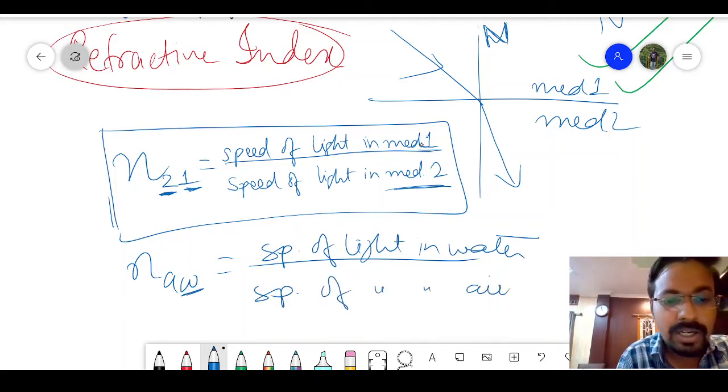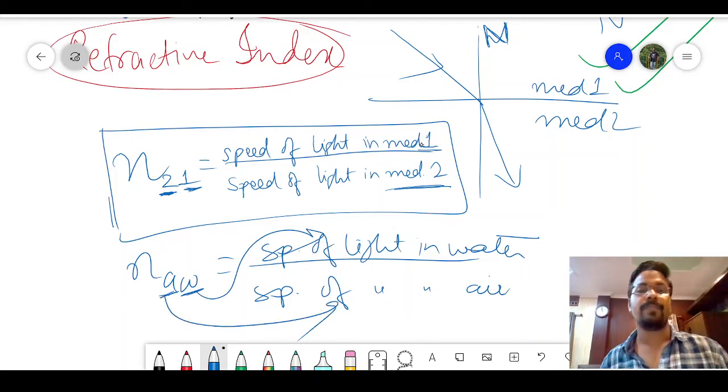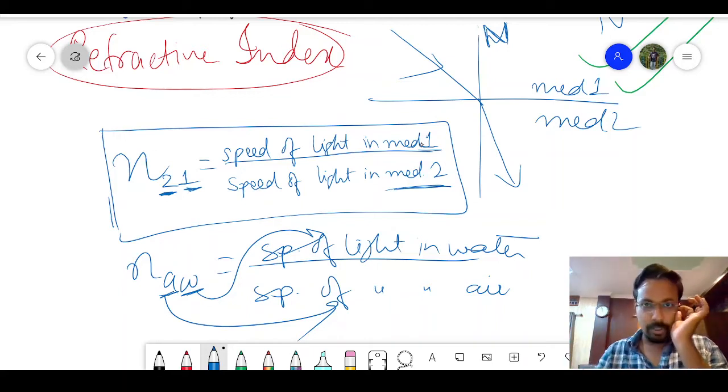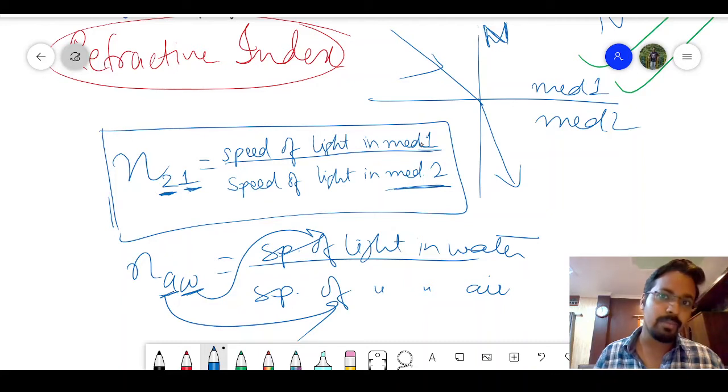Water will go to the numerator and air, the first one, will go into the denominator. The first one goes into the denominator, the second one goes into the numerator. This is the formula we use for refractive index of a medium with respect to another medium. Clear? Very simple formula. Now this is called relative refractive index. Relative means we are comparing it to something.